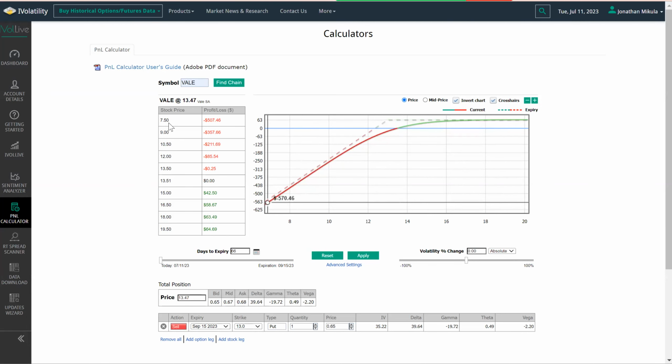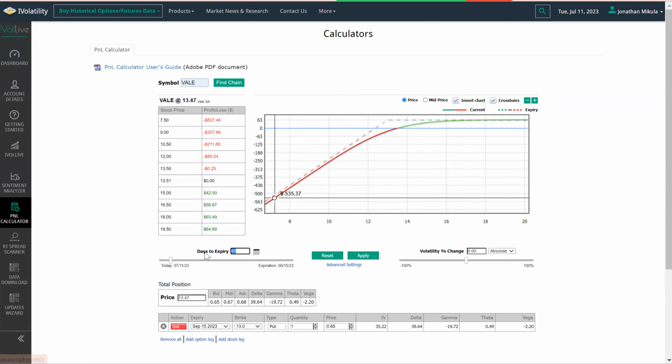This is also codified in table format. We have our stock price on the left and our P&L on the right, and we can see where we'll make our max profit. And then here, obviously, we'll be experiencing losses the lower that Vale goes. Other cool things that we can do here, we can play around with days to expiration.